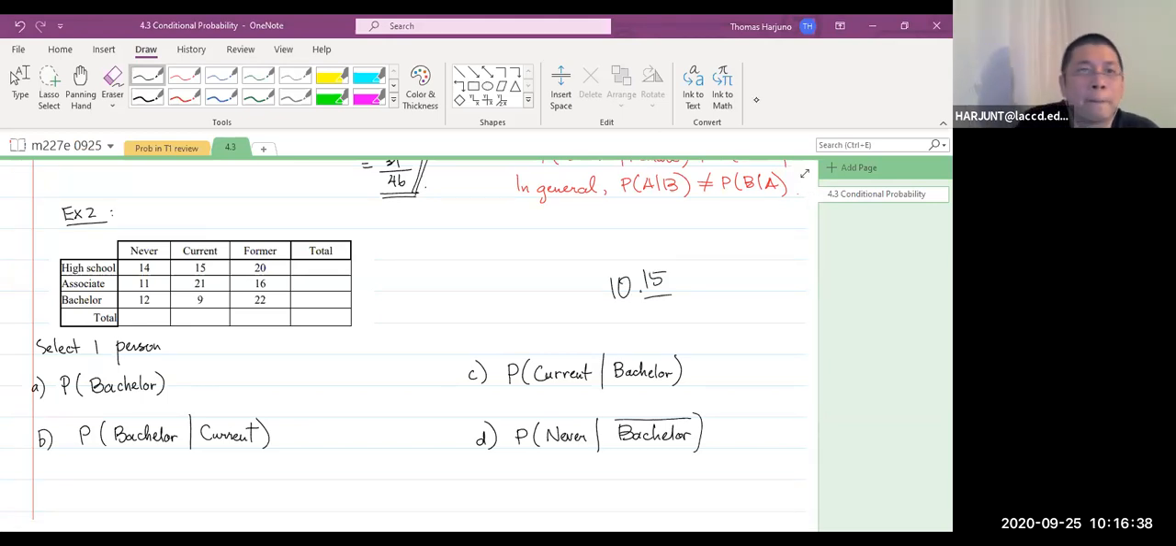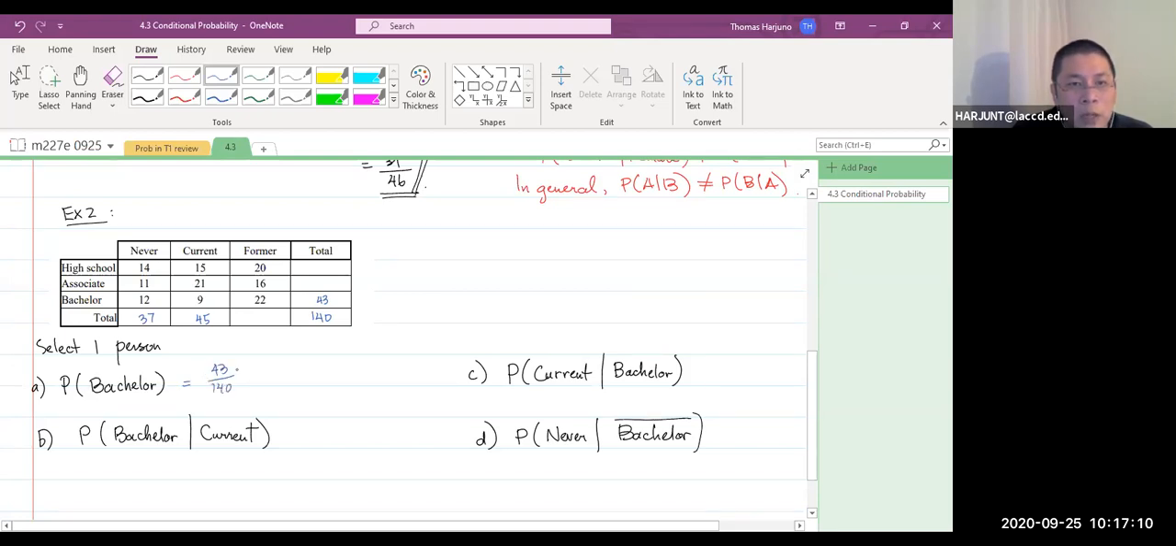Okay, let's start. Continue from what I had earlier. So current is 3045 here. The never one is 37. What else do I need? Bachelor. Bachelor is 2143. So the probability we get a bachelor will be 43 over 140. Let me just leave it like this, and you continue with the decimal or with the simplified fraction.